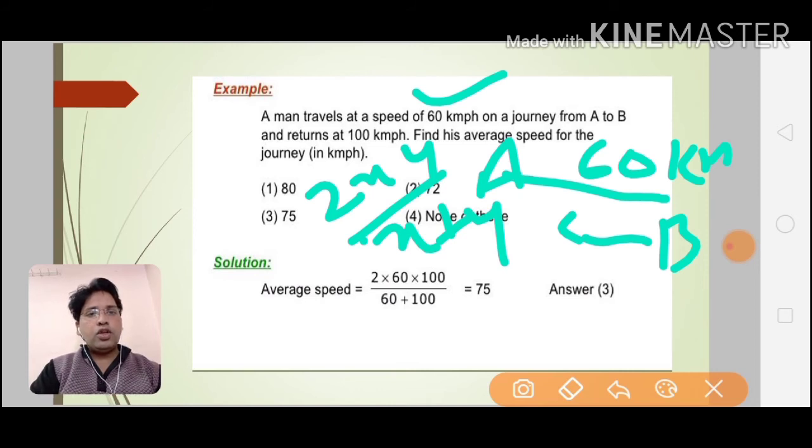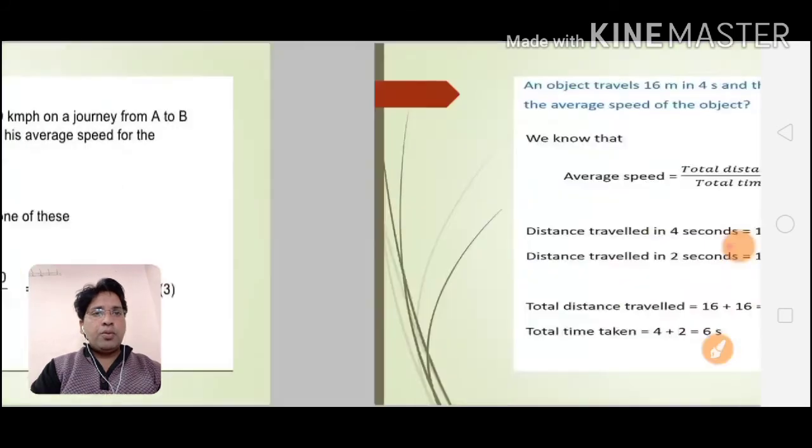So 2 into 60 into 100 divided by 60 plus 100. This is the easiest method to solve in any competitive exam like NTSE. Such questions they will ask, so no need to waste your time, just put the values into the formula and get the answer. I hope you people are understanding.